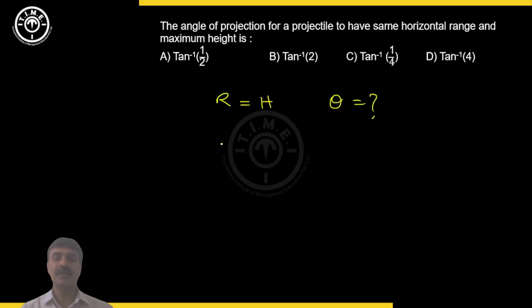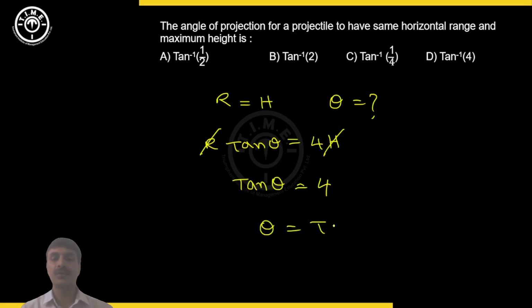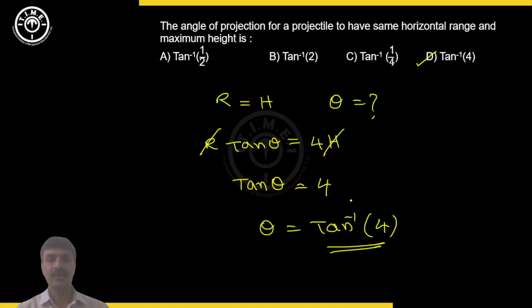Using the relation between range and height, R tan theta is equal to 4h. If range and height are equal, you can cancel R and h. Then you are left with tan theta is equal to 4, which says theta is equal to tan inverse of 4. Tan inverse of 4 is here in option D. So this way you can handle these questions with sound knowledge in basics.